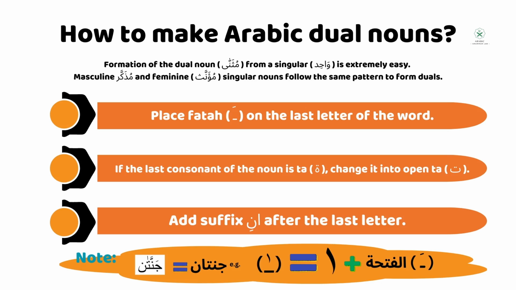How to make Arabic dual nouns. Formation of the dual noun, muthanna, from a singular is extremely easy. Masculine and feminine singular nouns follow the same pattern to form duals, by placing fatha on the last letter of the noun. If the last consonant of the noun is ta marbuta, change it into an open ta and add the suffix ani after the last letter.